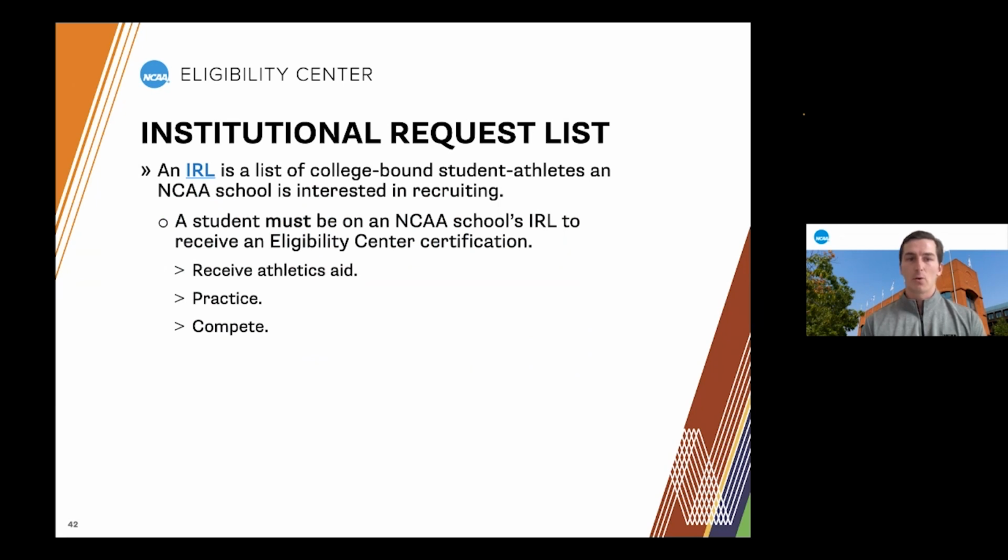An institution request list, also known as an IRL, is a list of college-bound student athletes an NCAA school is interested in recruiting. A student must be on an NCAA school's IRL to receive an Eligibility Center certification. Once they do this, they'll be able to receive the athletic aid, practice, and compete.